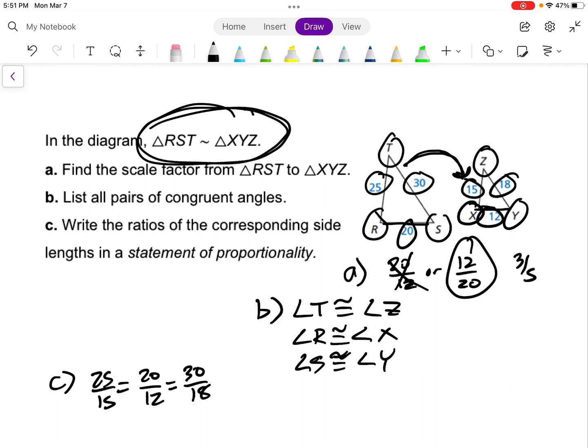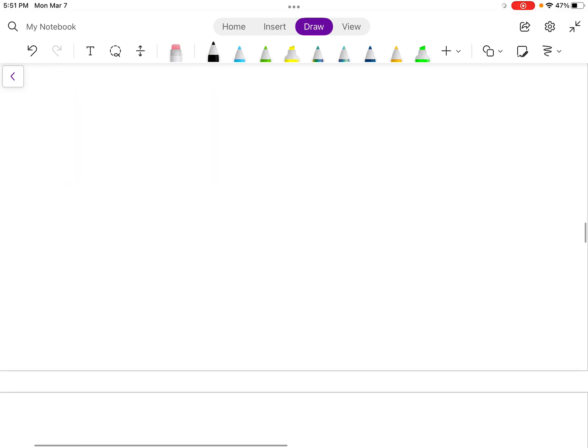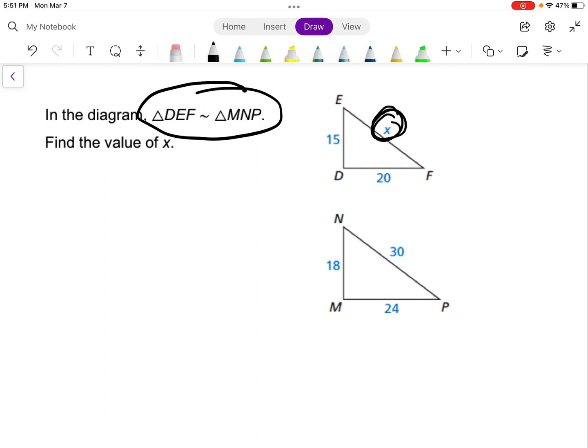Okay, so if the triangles are similar, we have all these congruent angles, and the sides are going to be proportional to each other. We can use this to find missing sides. So if you look at this one again, it tells us triangle DEF is similar to MNP, and it wants us to find out what X is equal to. All we're going to do here is just set up our proportions. So I want to find X, so figure out what side X goes with, and that would go with 30. So I know X goes with 30. And all I need to come up with is another ratio, and I actually have two of them. I could do 15 to 18 or 20 to 24.